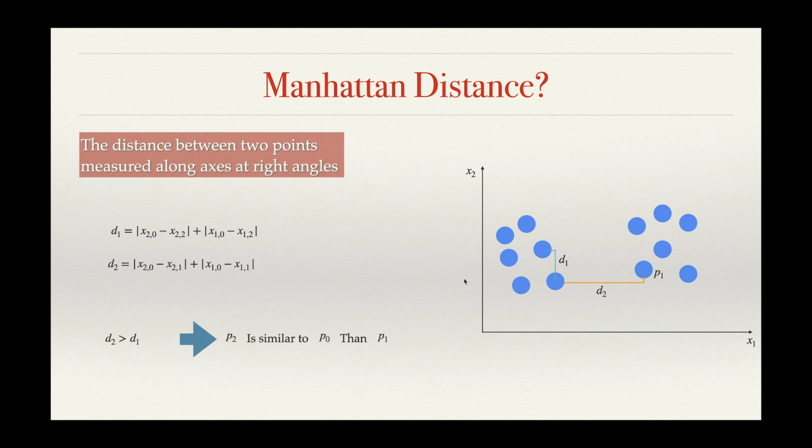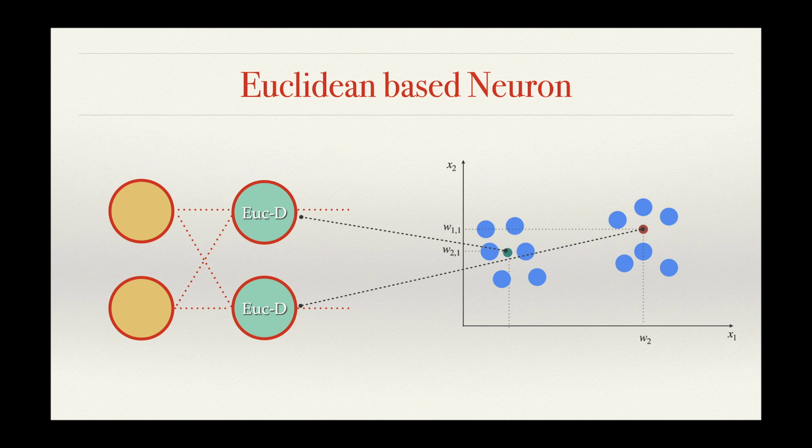It can also be used to measure the similarity between two points. We can see, for example, that D2 is bigger than D1. That's why this point is more similar to this one than P1 here. We can also use this to do the clustering, or to conclude that these points are similar, and more similar than these points here.